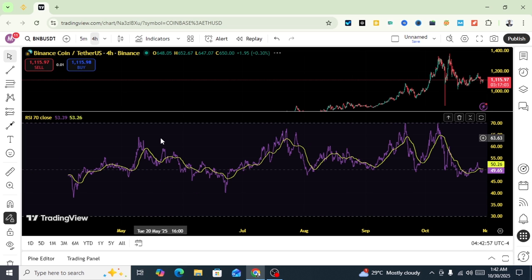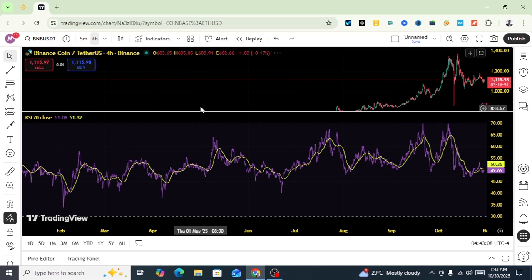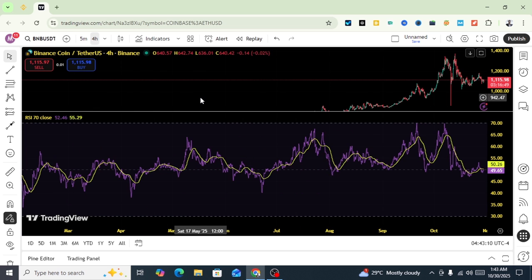MACD stands for moving average convergence divergence. It shows the relationship between two moving averages, a fast one and a slow one, to identify when momentum shifts.